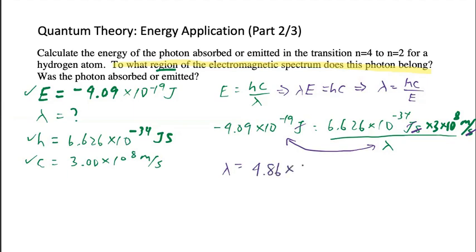All right, anyways, lambda right now, if you put everything into your calculator, you should get 4.86 times 10 to the negative 7 meters, because I have meters here. Okay?